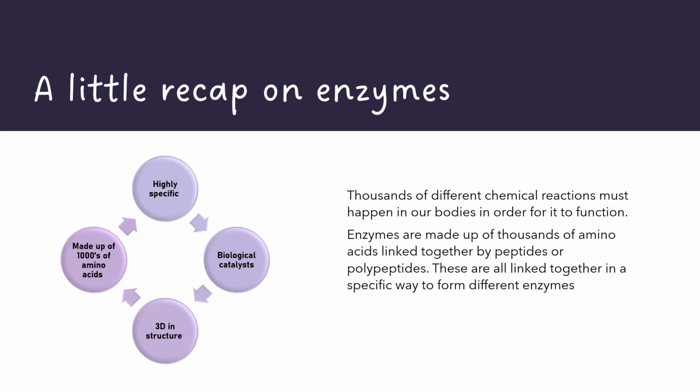Thousands of different chemical reactions must happen in our bodies in order for it to function. Enzymes are made up of thousands of amino acids linked together by peptides or polypeptides. These are all linked together in specific ways to form different enzymes. Enzymes are biological catalysts. They're highly specific. They are 3D in structure and they must bind to a specific substrate for a reaction to happen.